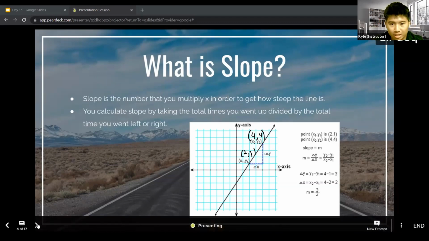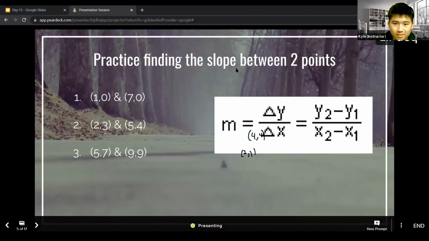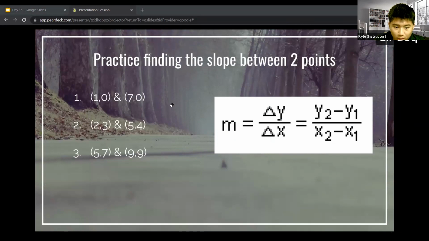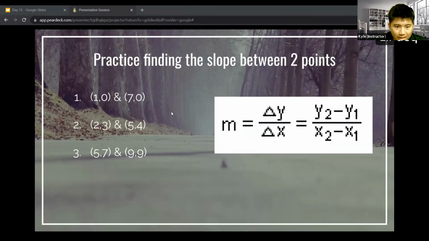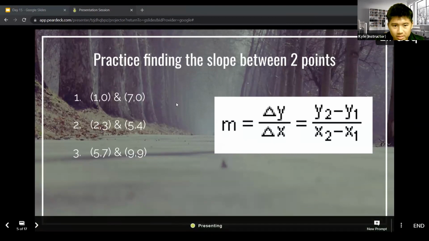Okay, so let's do some practice problems then. I want you guys to find the slope between 2 points. I think I forgot to put the peer deck for this one, so you guys can tell me in chat basically what you think the answer for question 1, 2, and 3 are. And we'll be loading them in, okay?